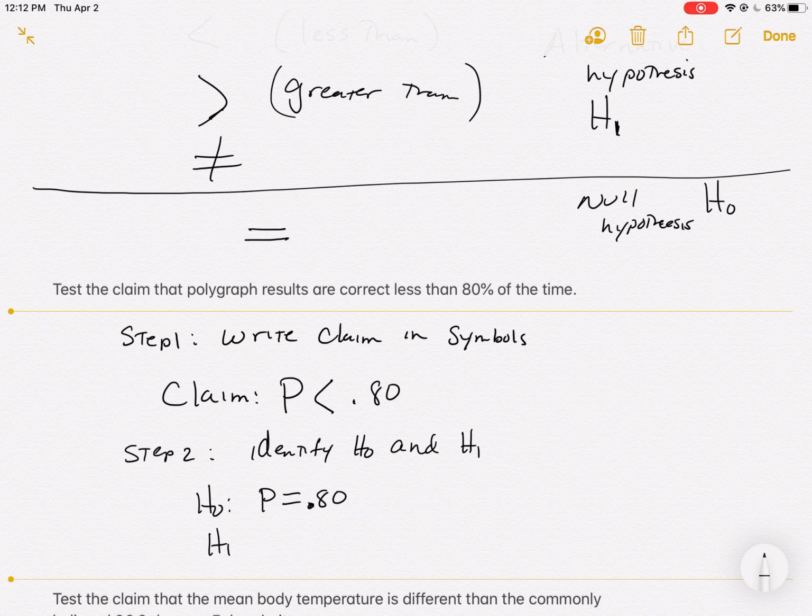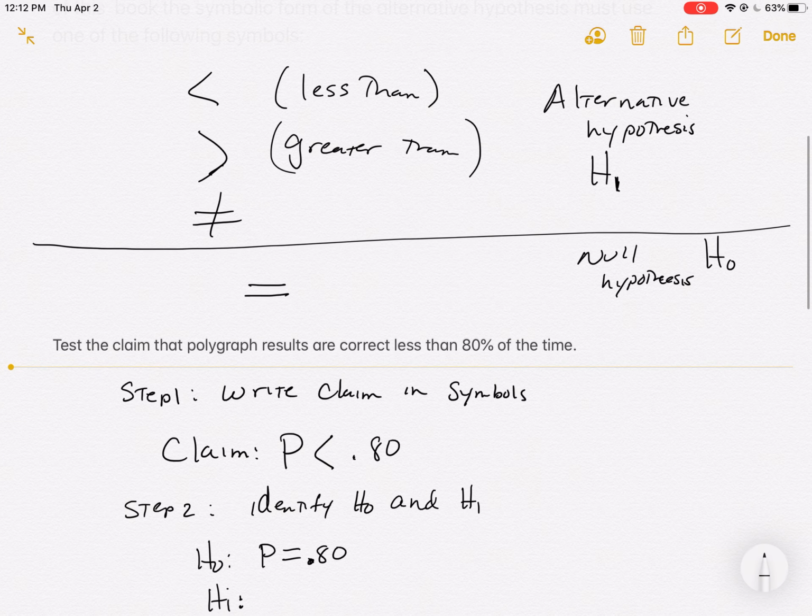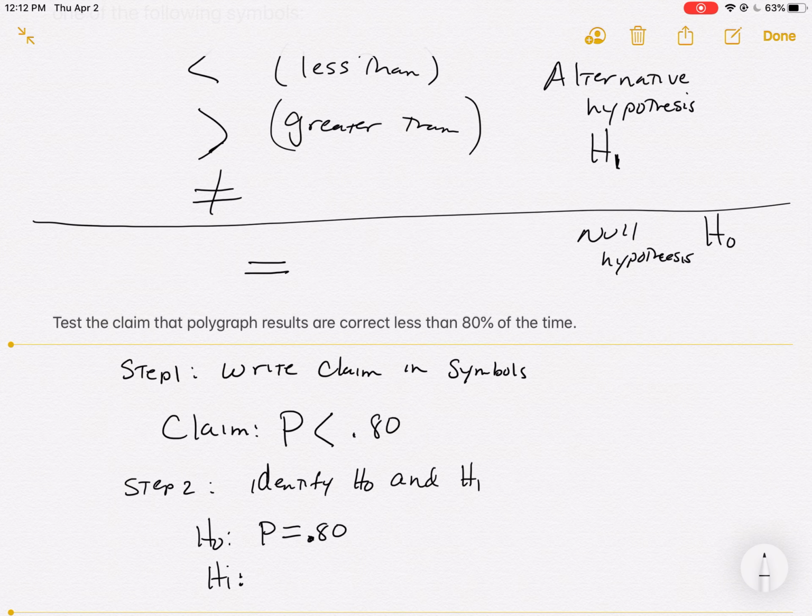And then what's H1? H1 will be either the less than symbol, greater than symbol, or not equal to. Typically, it's your claim. And so our claim definitely has one of those symbols. So that is our alternative hypothesis. Our alternative hypothesis is typically the claim. Doesn't have to be. You'll see an example a little bit later on where it's not. But I looked through the book and it's typically the claim itself.